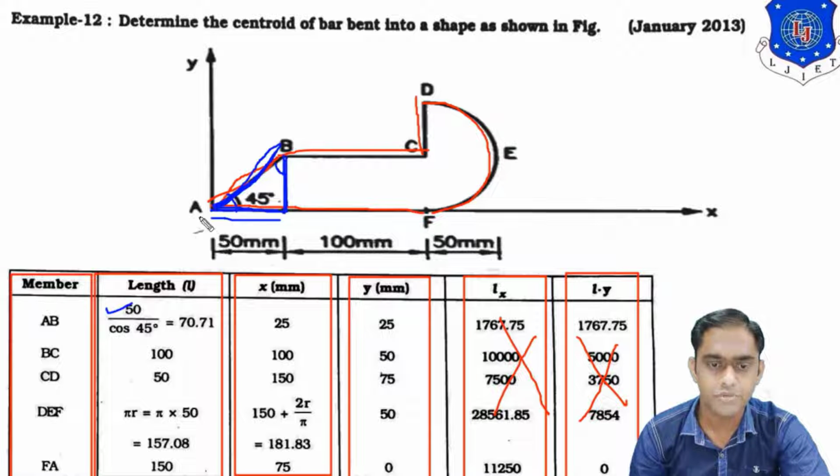Here, by trigonometry, length AB is equal to 50 by cos 45, meaning adjacent upon cos of 45 degrees, which will give you 70.71. So this is the length of AB.